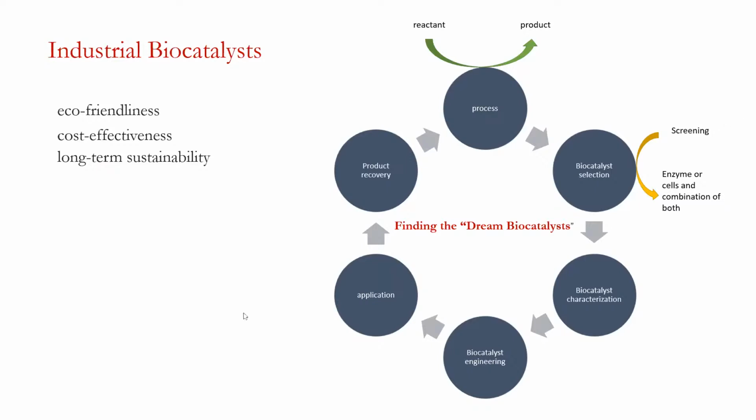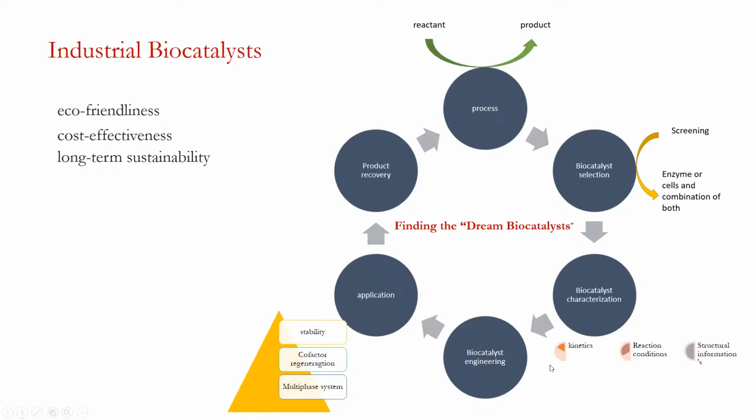Once you have gone for your catalyst selection, the next step is characterization. Enzymes are active at certain pH, temperature, and conditions, so you have to characterize your biocatalyst. You have to understand its kinetics based on temperature and time, and the reaction condition at which your biocatalyst has the best conversion rate. Next is structural information. You can go for the structural information of your enzyme to understand its active site.